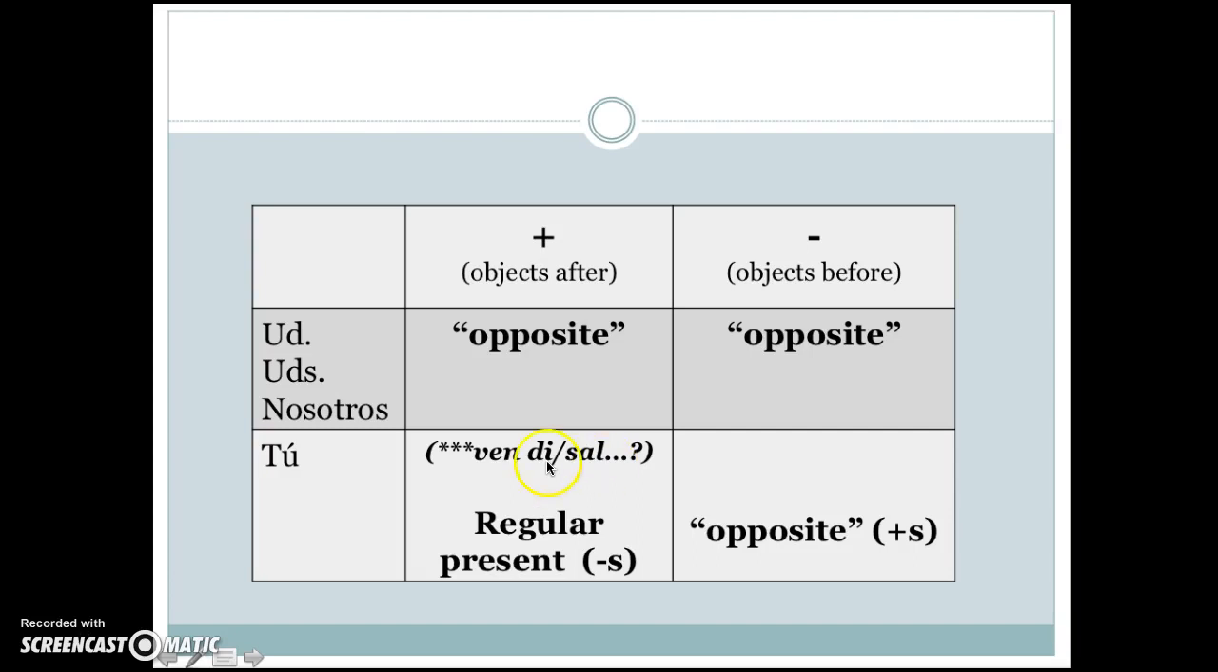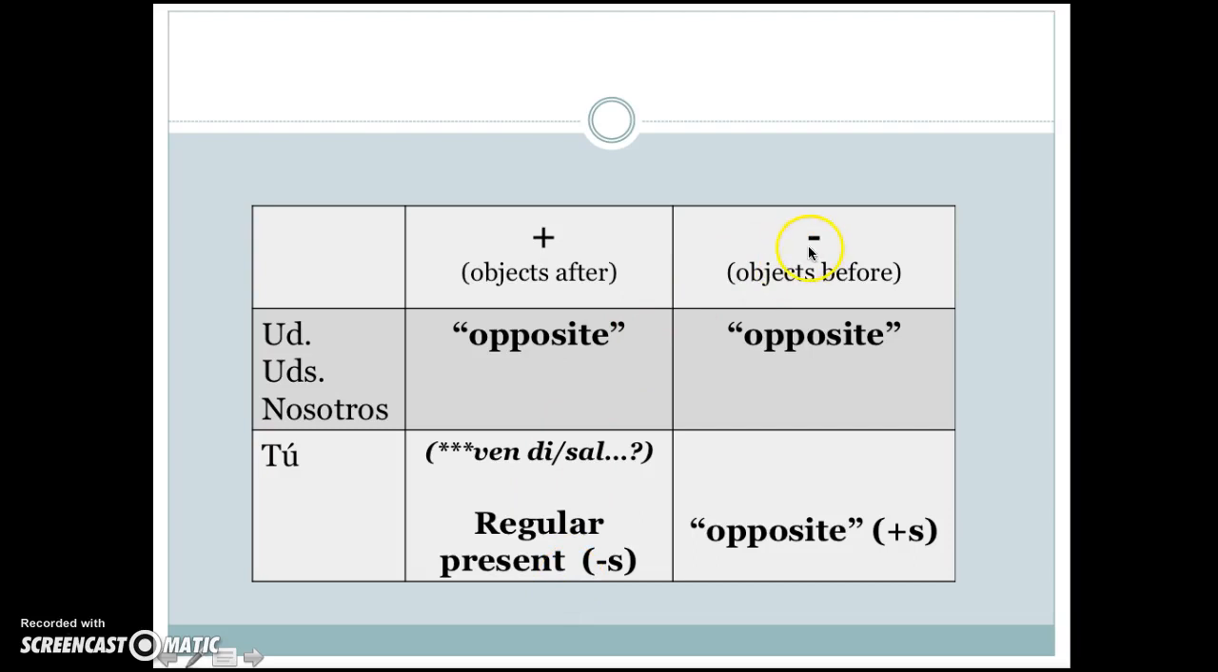If I'm working with a verb that is not one of the Venn diécel irregulars, how do I form the tú informal affirmative command? I use the regular present tense and I take off the S. If the verb is vivir, how do you conjugate vivir for tú? Tú vives, take off the S, vive. If the verb is hablar, tú hablas, take off the S, habla, etc.